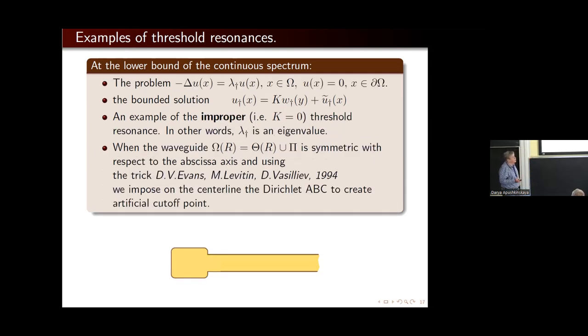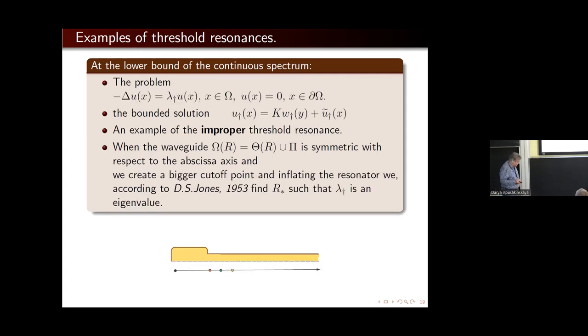Another story is to prove that there can be an improper threshold resonance, when this resonance is generated by a trapped mode. How to prove it? Just use a wonderful trick by Evans, Levitin, and Vassiliev. What we do is assume that the waveguide is symmetric with respect to the central plane, hyperplane, then we reduce the Dirichlet problem to a half of this waveguide, impose an artificial Dirichlet boundary condition, and this artificial boundary condition moves the cutoff up.